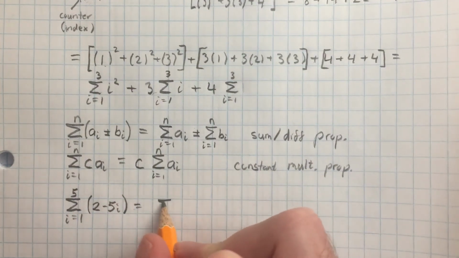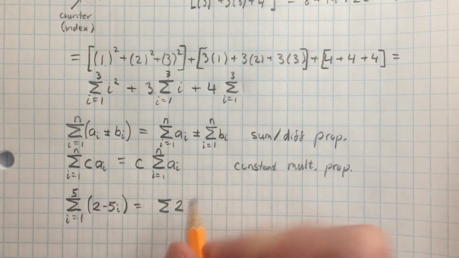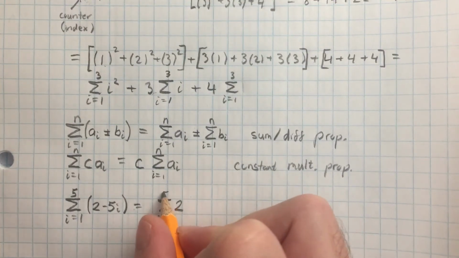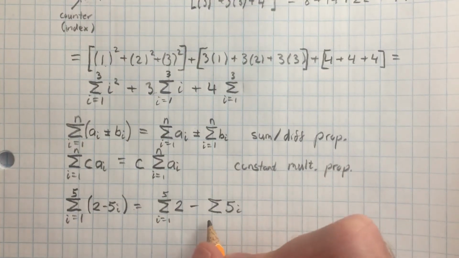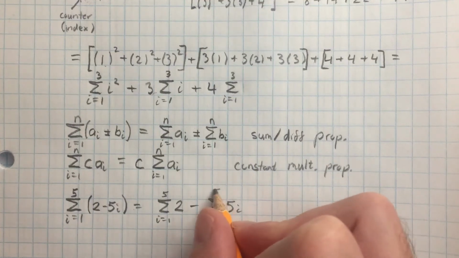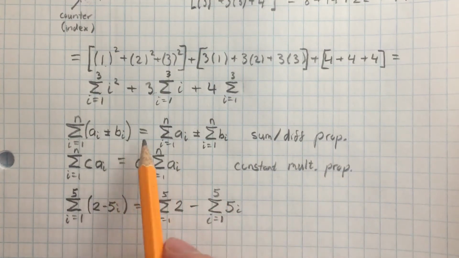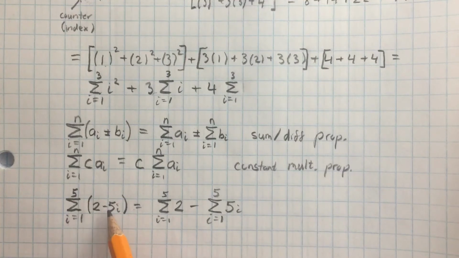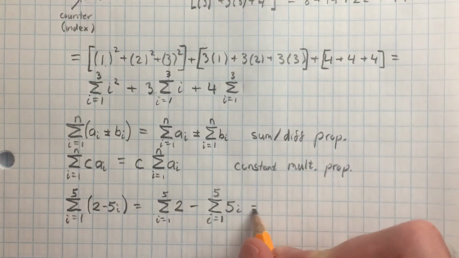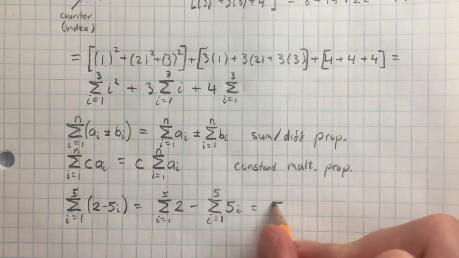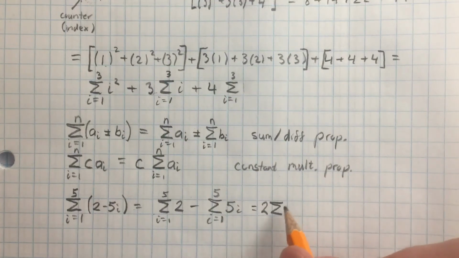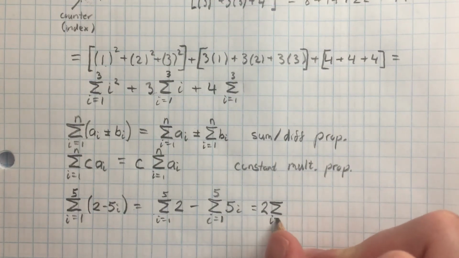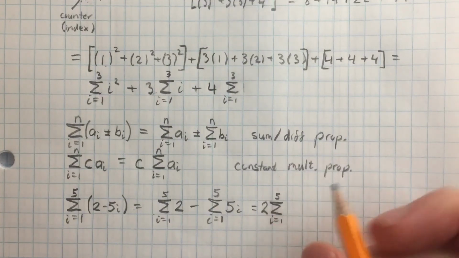So I'll have the sum of 2, i equals 1 to 5, minus the sum of 5i, i equals 1 to 5. I can do that because of the first sum difference property. It distributes through this difference. Now I can move the 2 to the outside and the 5 to the outside both, because of the second property, the constant multiple property. So I have 2 times the sum of, now it looks like nothing's written in here, but as I was explaining before, that means it's really a 1.